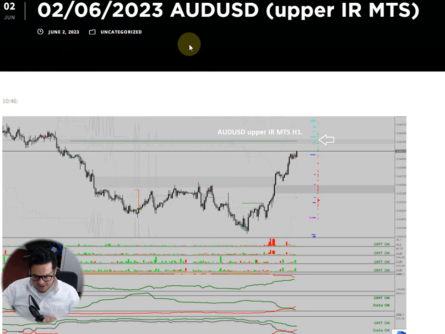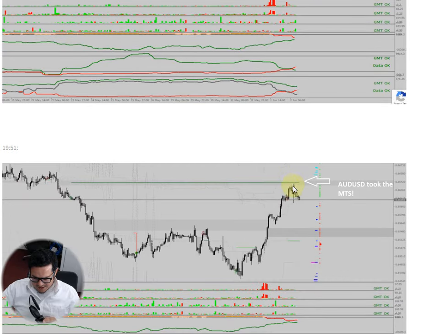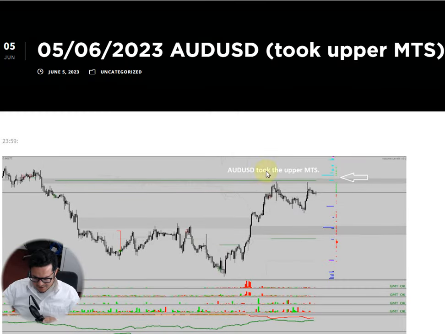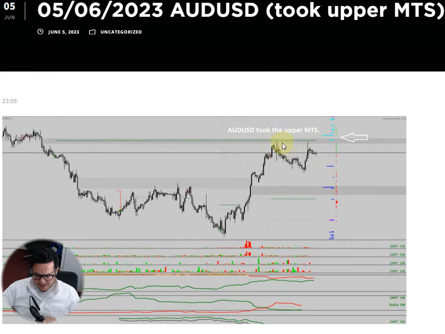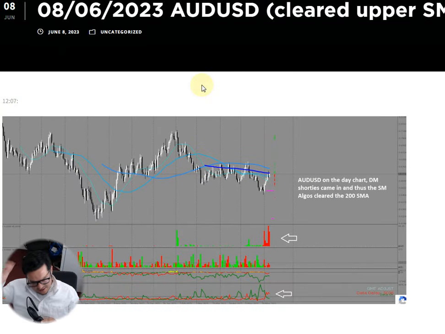Right. Okay. Let's continue. Australian dollar, 2nd of June. We had this upper MTS, some shorties. Boom. Look at that. It went exactly to the upper MTS, the little pullback. The next day, it again kissed the same target because it wasn't taken out yet. Here at 11:59, and then took it out.